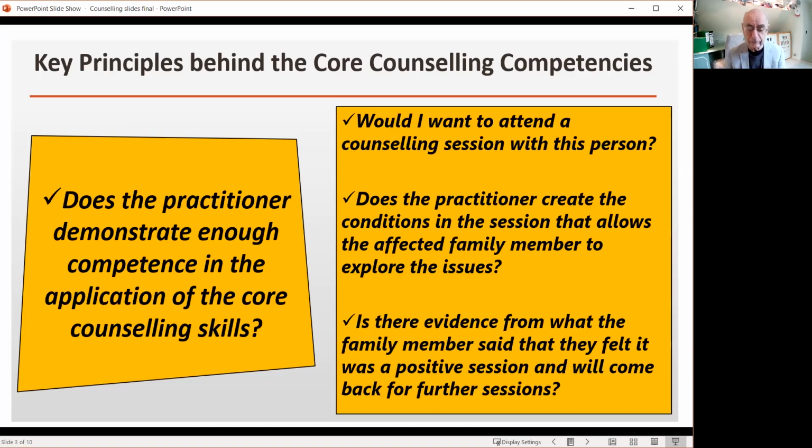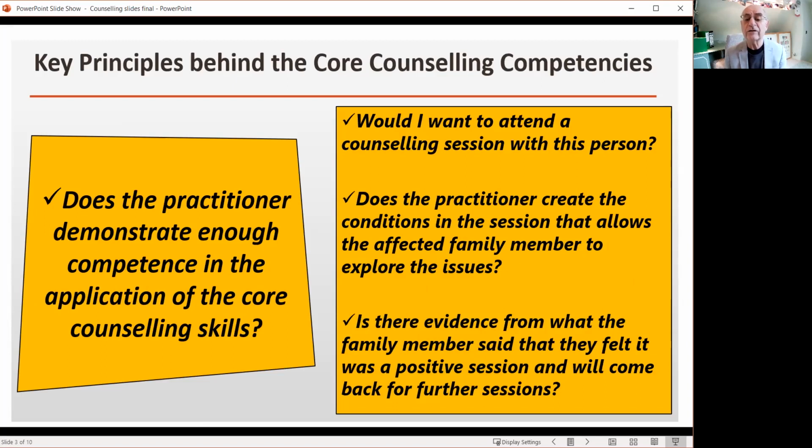There's a key principle to the core counselling competencies that we ask practitioners to consider when delivering the 5-step method, and which underpins our assessments of those who are applying to become accredited 5-step method practitioners. And that key principle is, has the practitioner demonstrated enough competence in the application of these core skills? To answer this question, the following additional 3 questions can be considered.